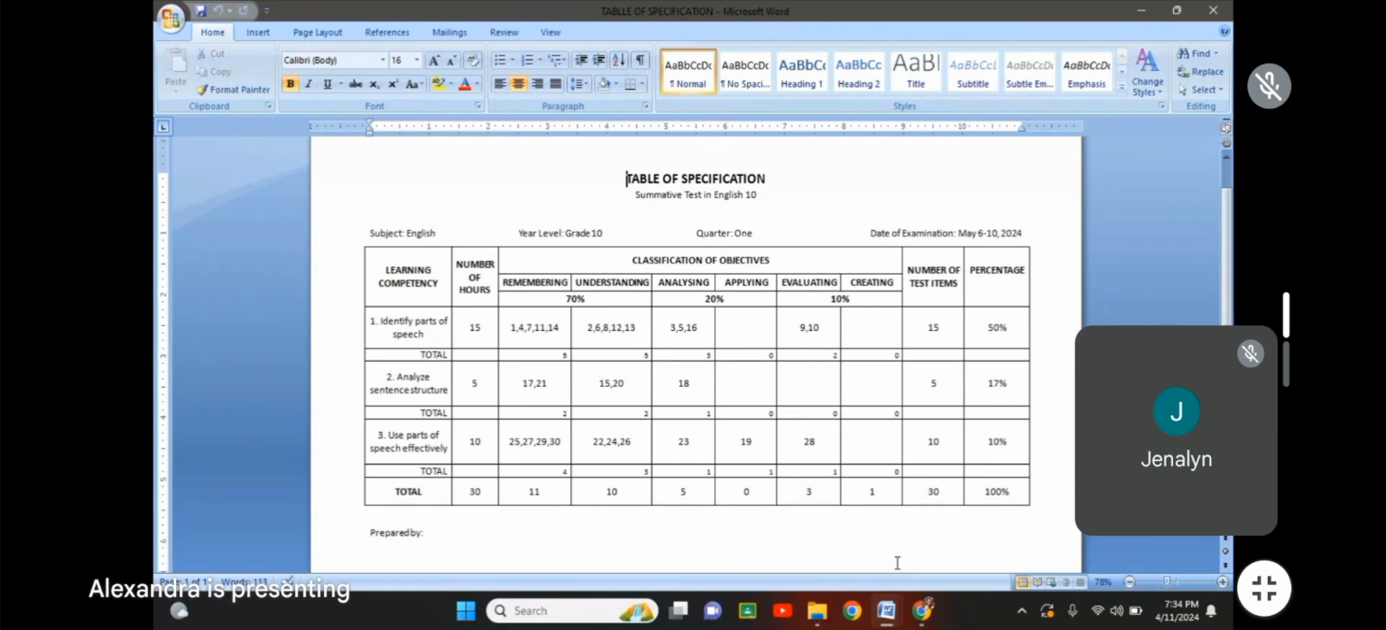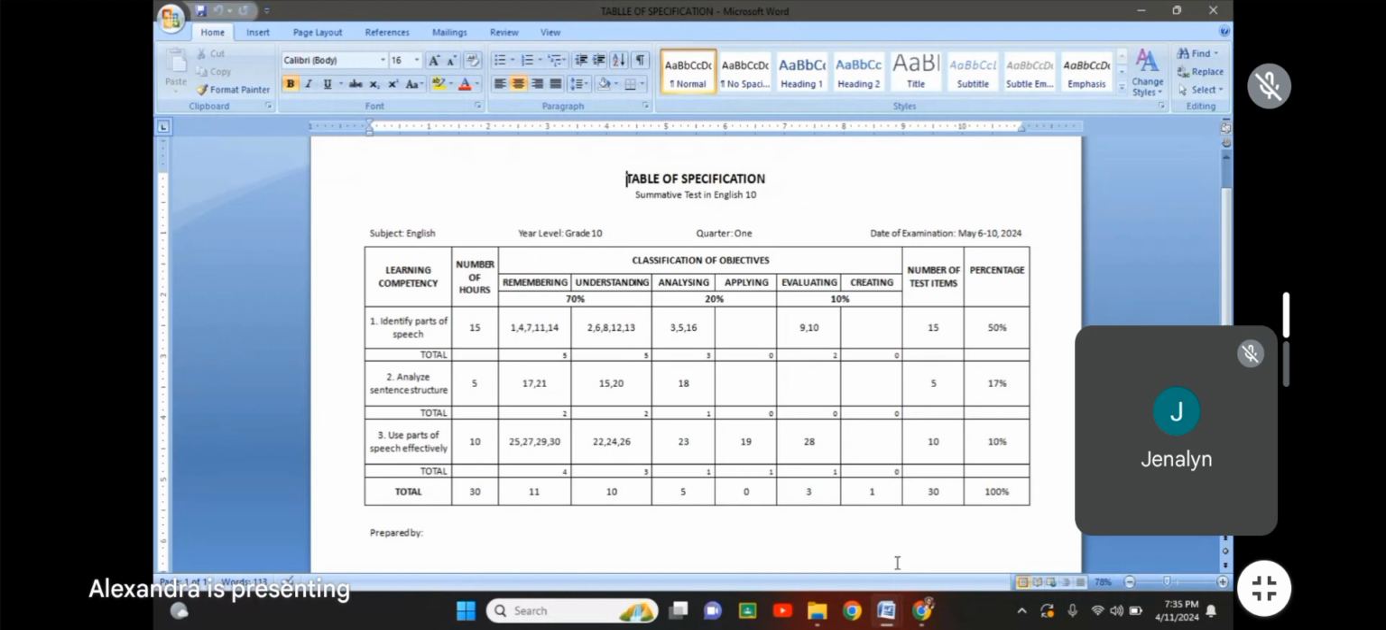For the first part, number one learning competency, identify parts of speech, we have 15 hours. To determine the percentage, we have to get the number of hours in each objective. So we have 15 divided by the total number of hours, which is 30. So 15 divided by 30 times 100 equals 50%.